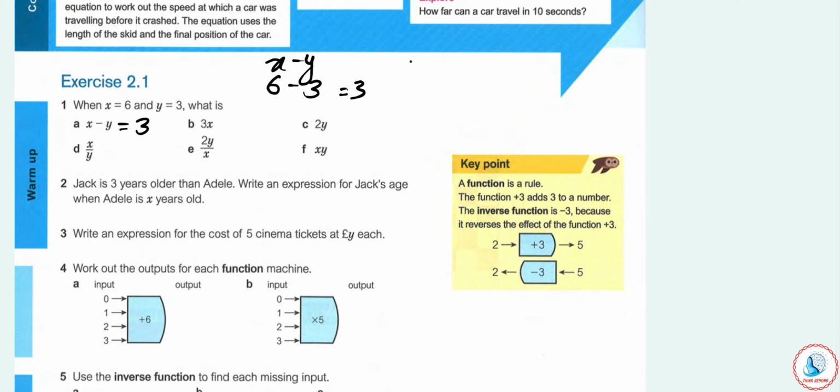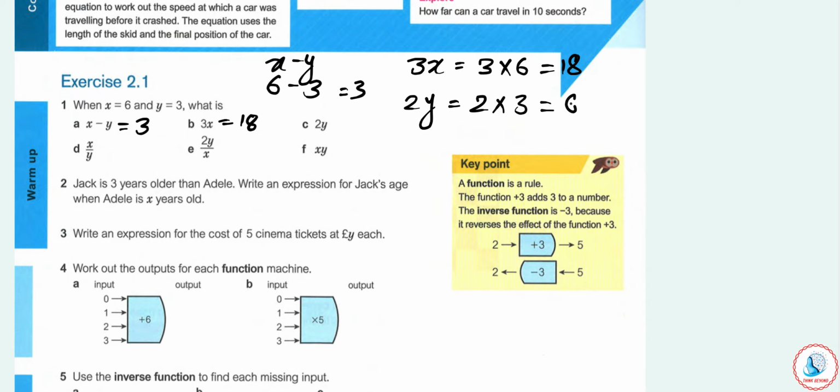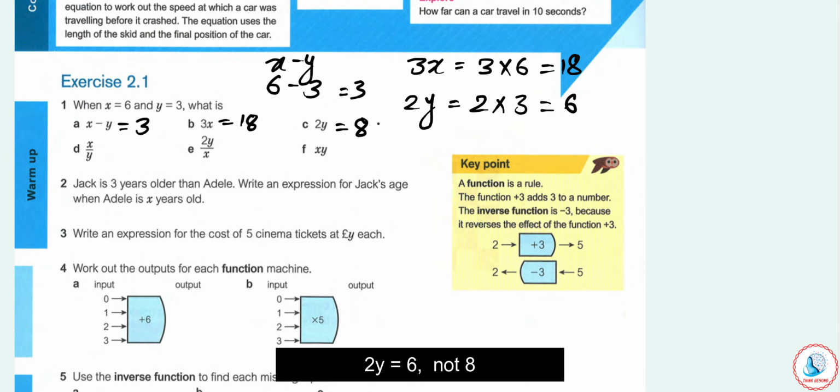Now for question B, it's 3x. So 3 times the value of x, which is 6. 3 times 6 is 18. So our answer is 18. Now for question C, 2y. 2 multiplied by the value of y. The value of y is 3. So 2 times 3 is 6. So our answer is 6.